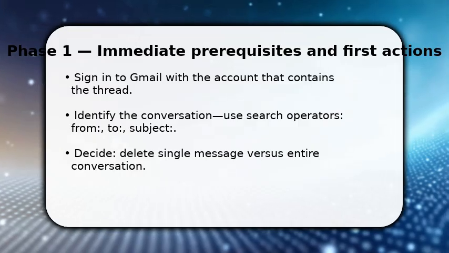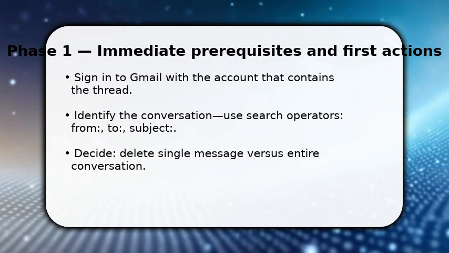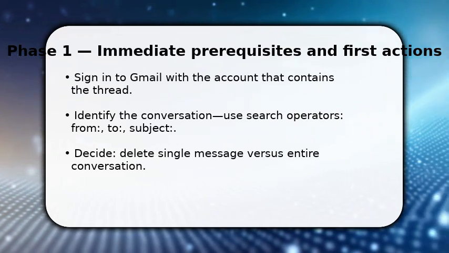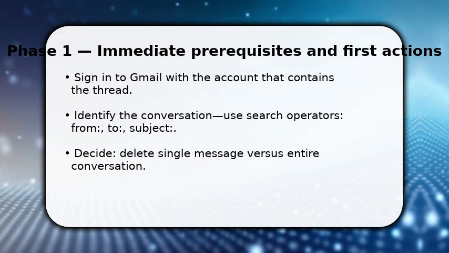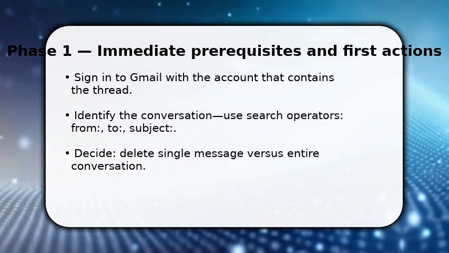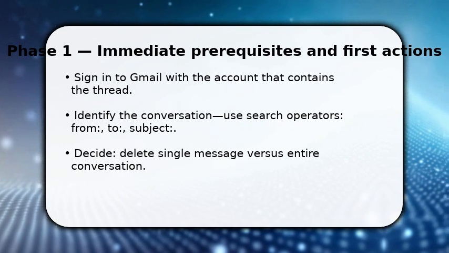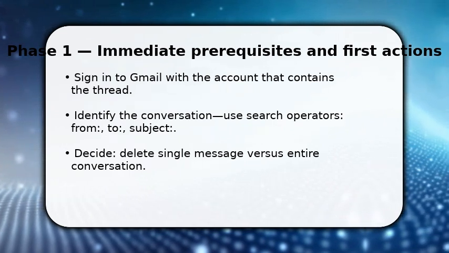You start by signing into Gmail and locating the thread you want to remove. Once signed in, you search operators like from or subject to find it fast. Make sure you know whether you want to delete a single message inside the conversation or the entire conversation thread.